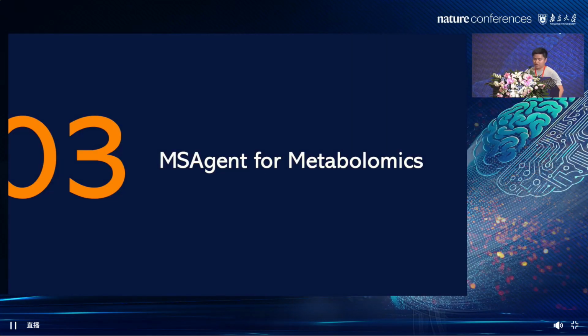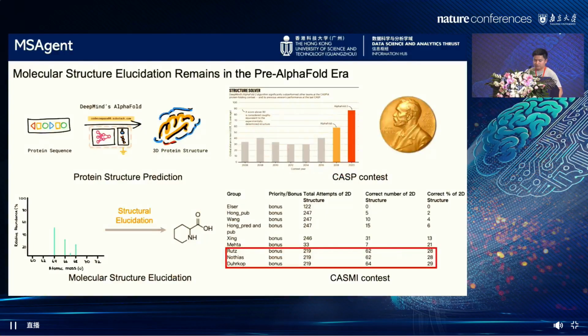The next section is our MS agent for metabolomics. AlphaFold is known to all in the CASP contest. Similarly, there is a similar contest called CASMI, for molecular structure elucidation from MS data. However, as can be observed, the best model can only identify nearly 30% of metabolites from the mass spectrum, because the molecular structure is much more complex than the protein sequence. So many biologists hold the opinion that molecular structure elucidation remains in the pre-AlphaFold era. There are lots of challenges and opportunities.